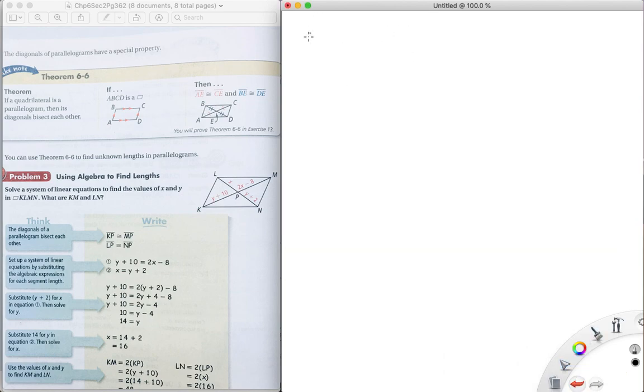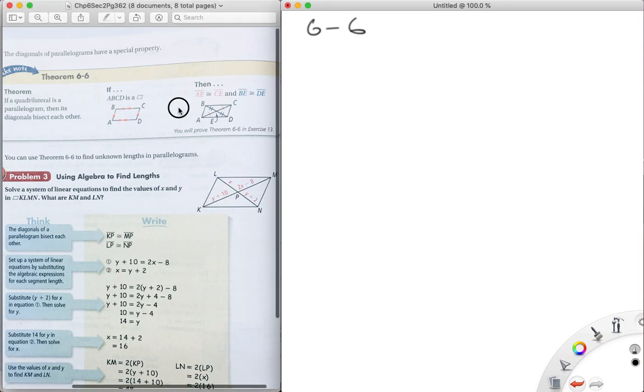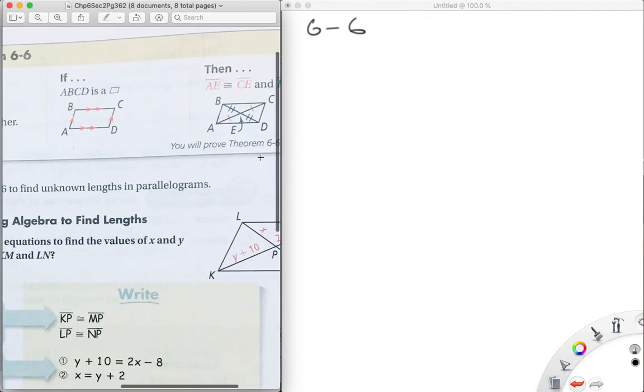Okay, I think this is the last theorem. Theorem 6.6 says that if I have a parallelogram and I have diagonals, the diagonals cut each other in half. So where they intersect, this guy and this guy will be congruent, this guy and this guy will be congruent. These two guys will be cut in half.